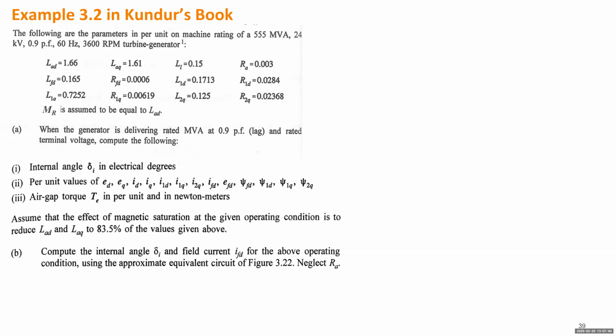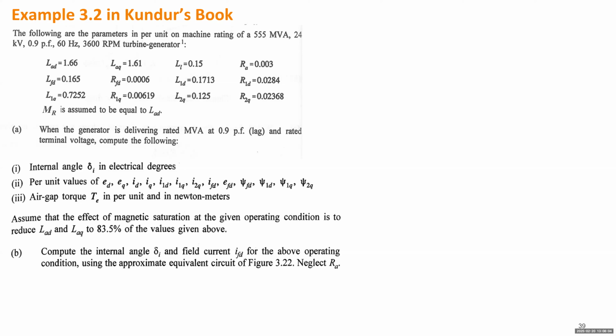3600 revolutions per minute is the speed. From this high speed, you can know this is a round rotor generator. The following gives you some typical values of parameters. If you compare LAD and LAQ, they're very close, which confirms it is a round rotor generator.